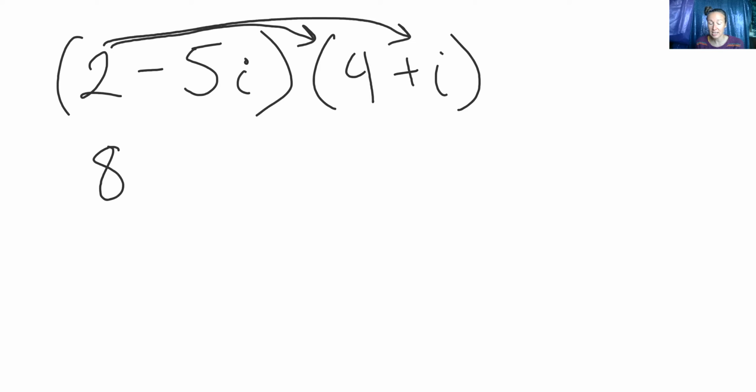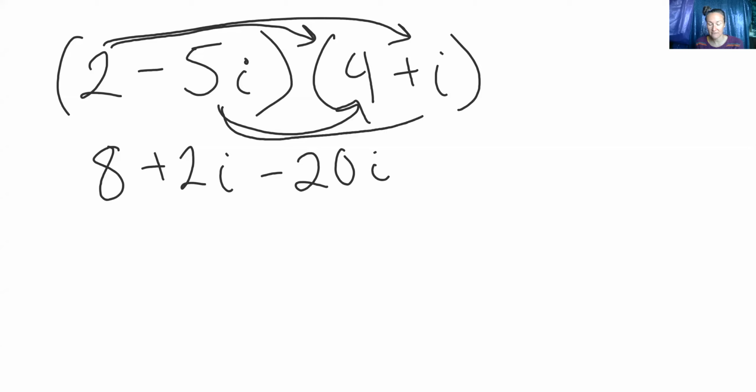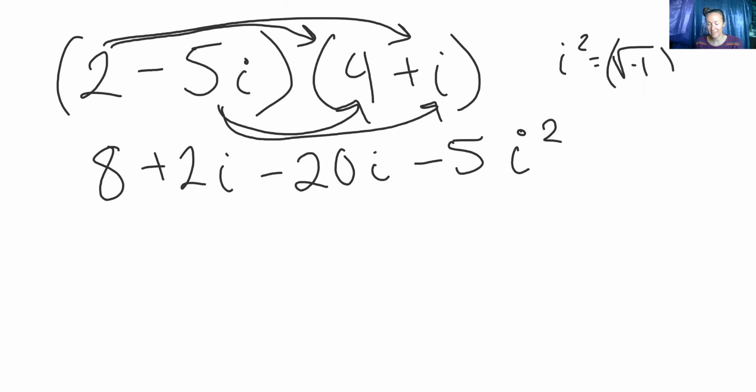2 times i is 2i. We've got -5i times 4 becomes -20i, and we've got -5i times i is -5i squared. And now let's remember what i squared equals. i squared is the square root of -1 squared, which is just -1. All right, so this piece here becomes -1.